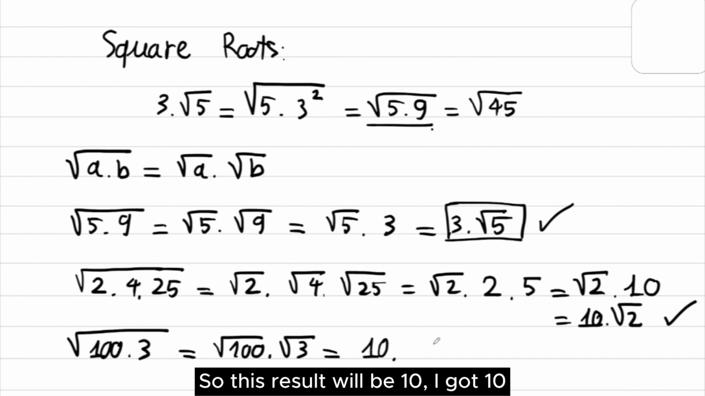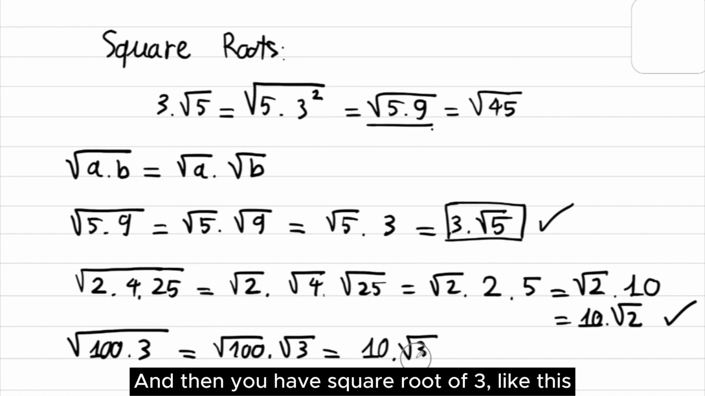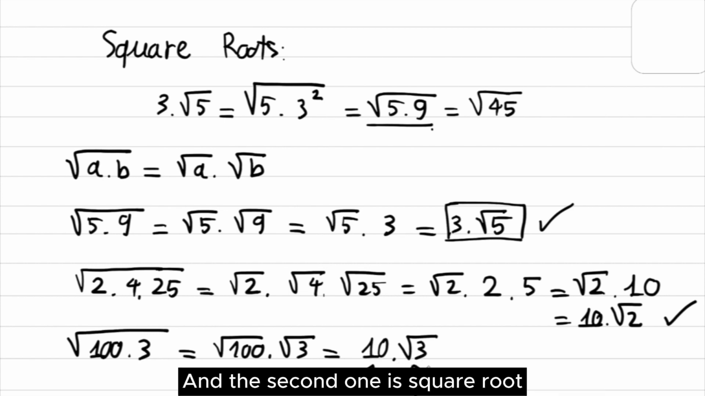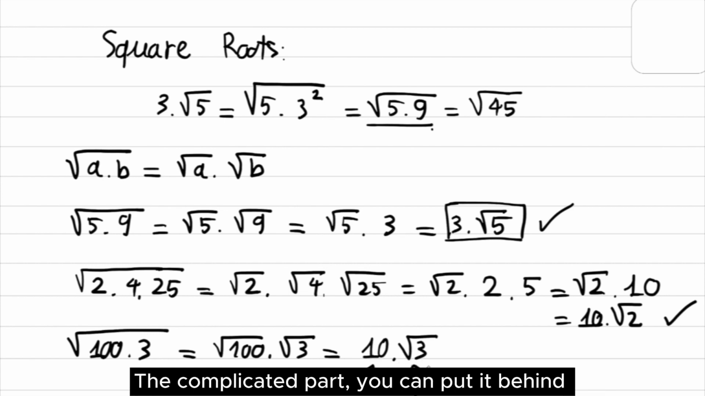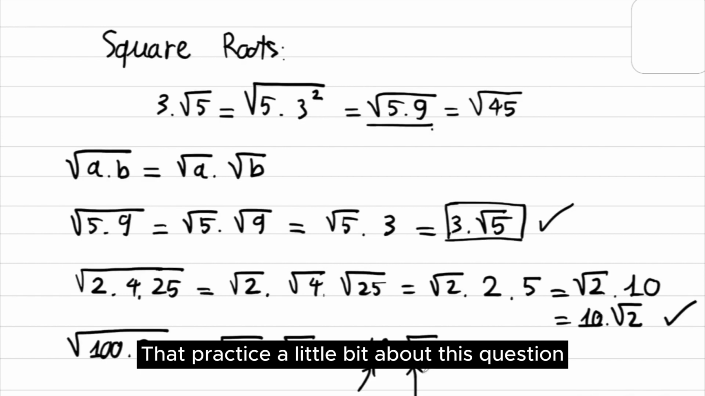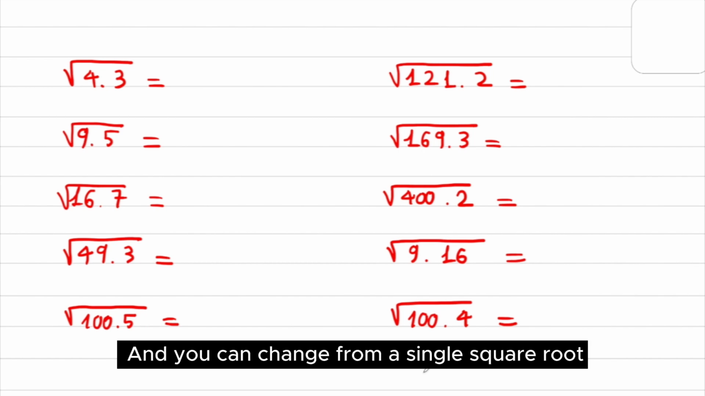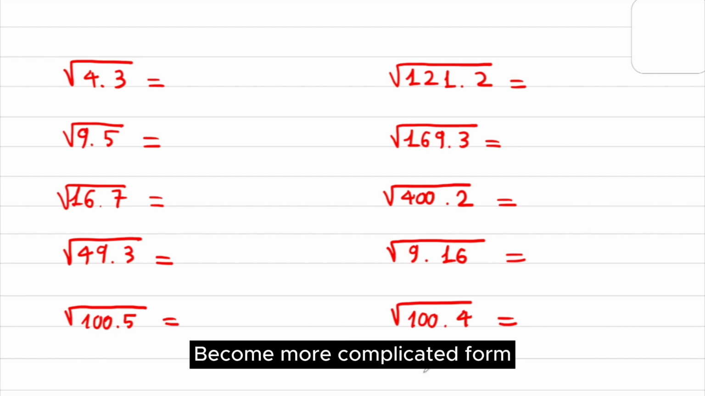I've got 10, and then you have square root of 3 like this. Okay, so this form is right because the beginning of this term is an integer and the second one is a square root. The complicated part you can put behind. Just practice a little bit about this question. You have this slide, and you have here for separating, and you can change from a single square root to a more complicated form, but you can calculate by yourself.